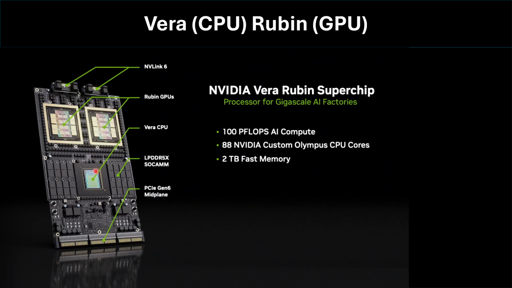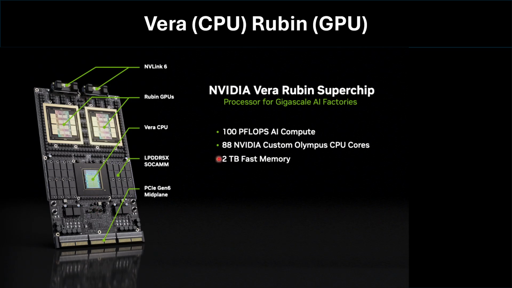They are so close, you can consider it as one Superchip, CPU and GPU, the Vera Rubin Superchip. And probably for this one tray, it has 100 petaflops of compute power. Now, repeating the things, 88 NVIDIA custom Olympus CPU cores and 2 terabytes of fast memory. Probably this is high bandwidth memory, but we will see later. Maybe this is in total, but I'm not sure. Or this is in total when you add GPU and CPU memory, but we will see.